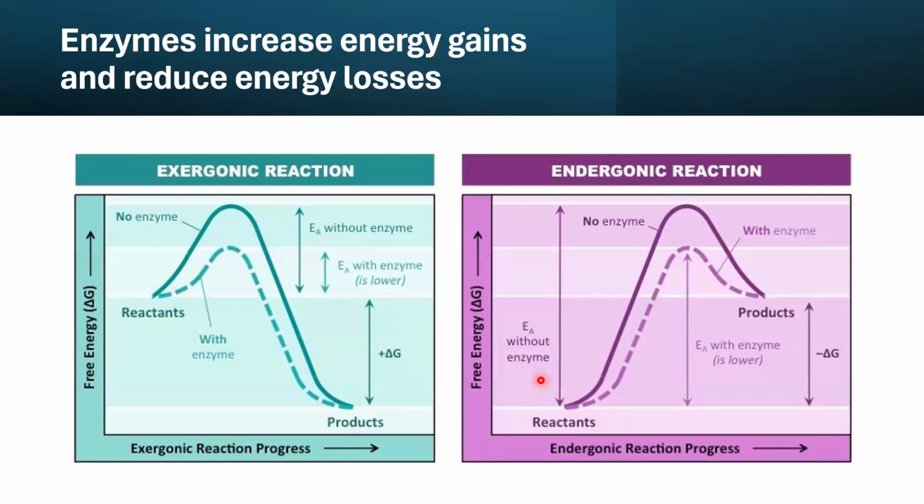activation energy. So the reactants start on the bottom here, and they have to reach the top before they can come down to the products. We reduce that activation energy, and therefore the net energy investment is less than it would be without the presence of the enzyme.